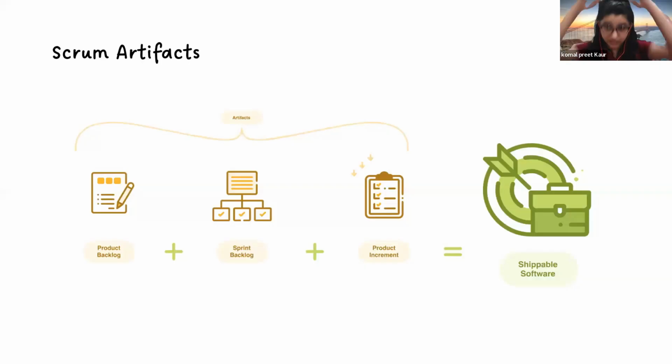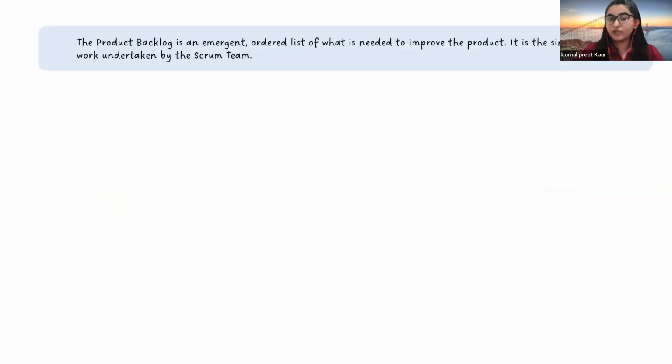And next come the scrum artifacts. Scrum artifacts are basically the documents that are defined in three parts here. First is the product backlog, then the sprint backlog, and the product increment. If we combine all these three, then we have shippable software, that is, an application. Now let's study the product backlog, the term that I was using a lot. I think you might have somewhat of an idea what the product backlog is, right?